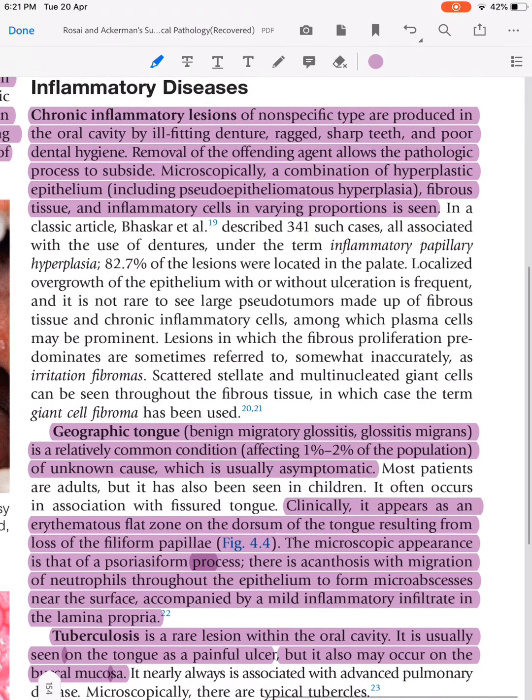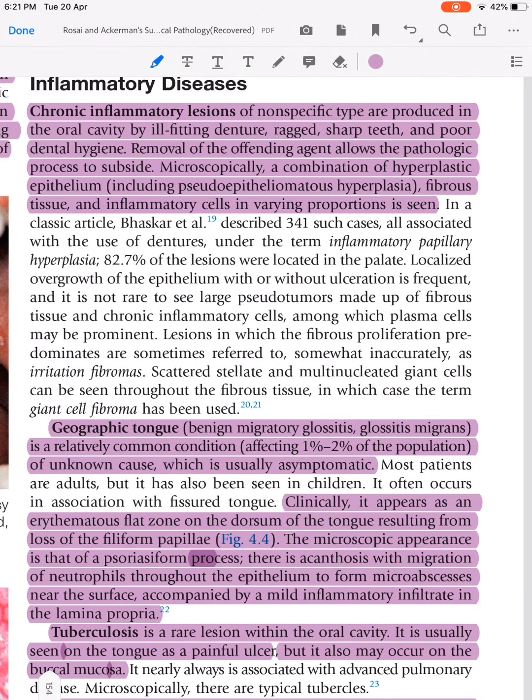Next inflammatory lesion is geographic tongue, also known as benign migratory glossitis or glossitis migrans. It is a relatively common condition affecting 1 to 2% of the population, of unknown cause, and is usually asymptomatic. Clinically, it appears as an erythematous flat zone on the dorsum of the tongue.